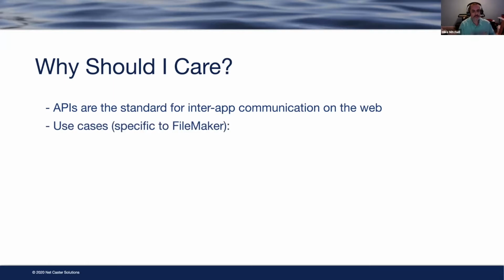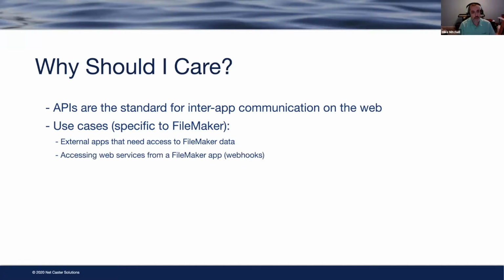And specific to FileMaker, here are some of the use cases. These are some of the reasons why we care. Say you have an external app that needs access to FileMaker data. For example, one of our clients is currently in the process of building a mobile app that will access their FileMaker solution. They're going to use the FileMaker Data API to do it. If I want to access a web service and then have that web service talk back to my FileMaker app through something called webhooks, then the data API would be used in that case as well.